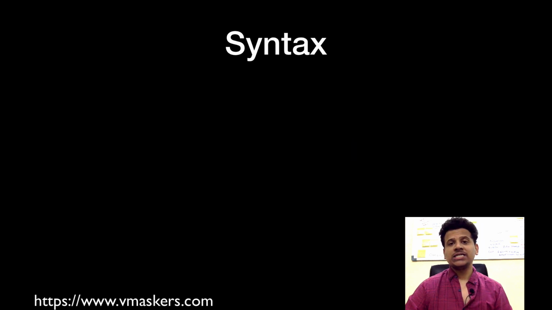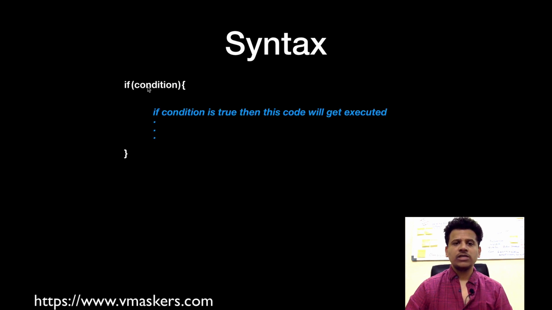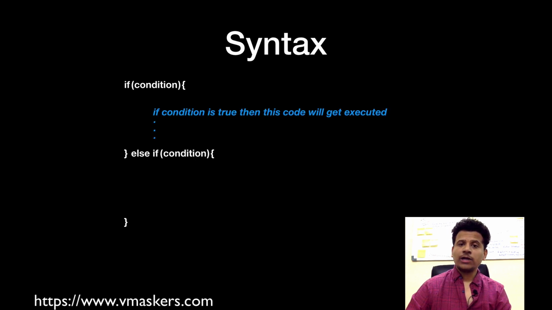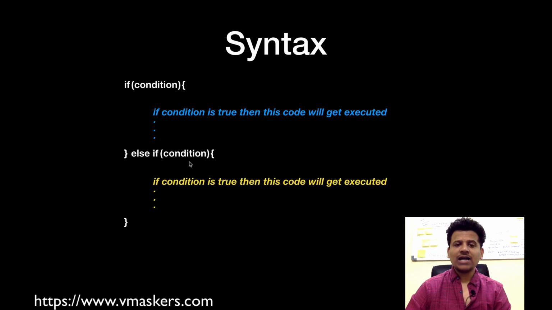Now let's see the syntax of if, else if and else. So this is our if statement. We will write the condition here inside the round brackets. If this is true, then only this code will get executed, which is inside the curly braces. This comes under the if statement scope. Now we want to check for another condition, which we'll write here inside the round brackets. If that condition is true, then only this code will get executed, which is inside the curly braces. So this comes under the scope of this else if statement.